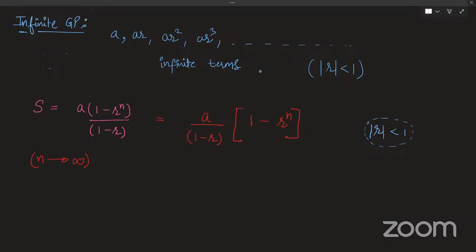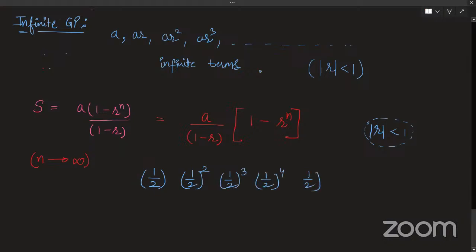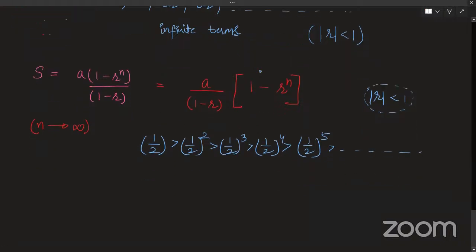Okay, tell me any number lesser than 1. It should be between -1 and 1. Okay, 0.5, half. So you take half square, half cube, half raised to power 4, half to the power 5. It will keep on growing smaller, smaller, smaller, right? As my power increases.